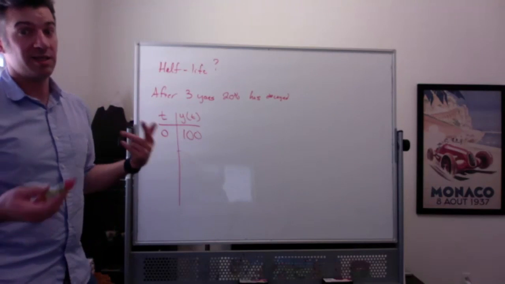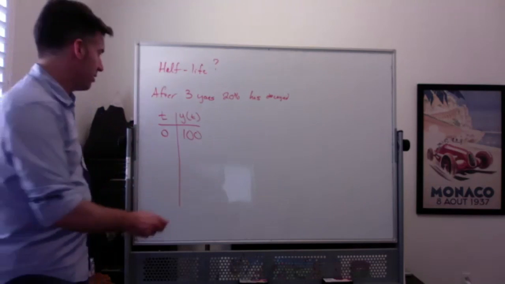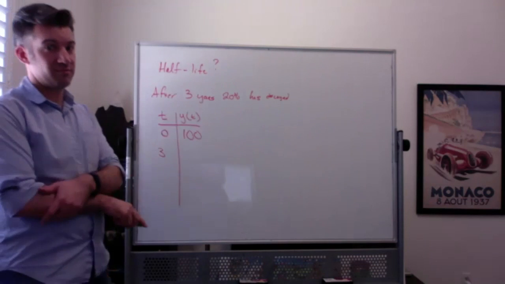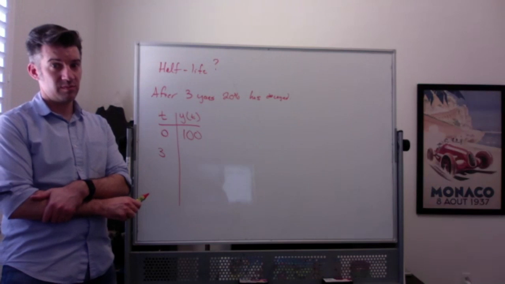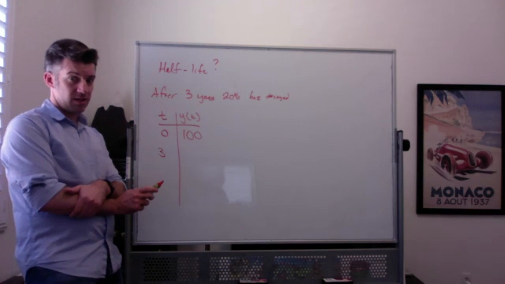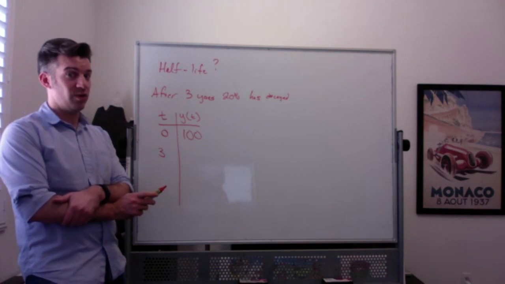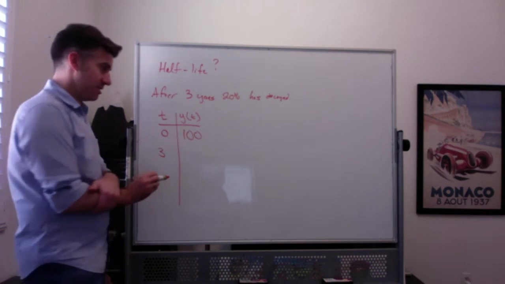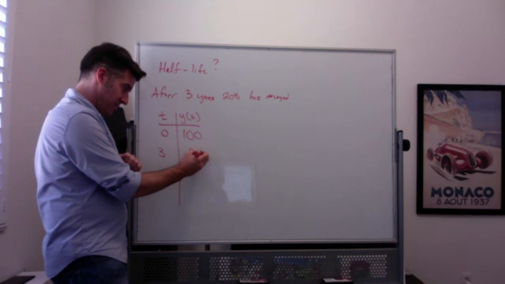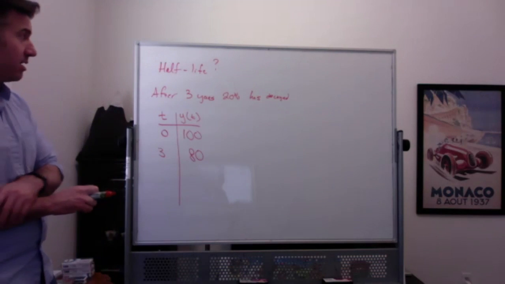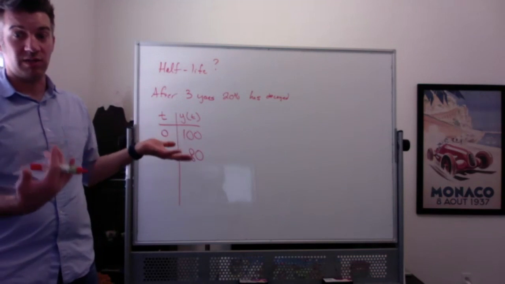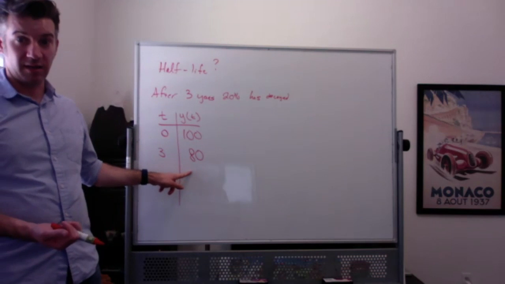Because then if I have 100 grams to start off with, I know that 3 years later, how much do I have? I'll give you a hint. It's not 20. It's 80, right? I lost 20%. But the equation is all about how much I have. So if I lost 20%, I still have 80% of 100, which is 80.